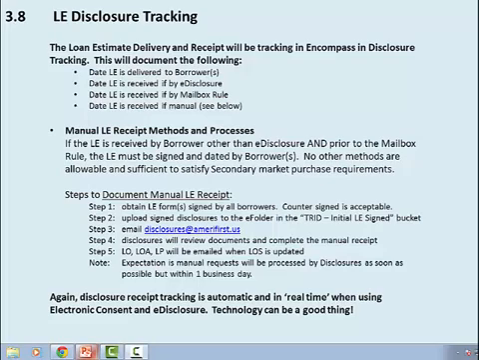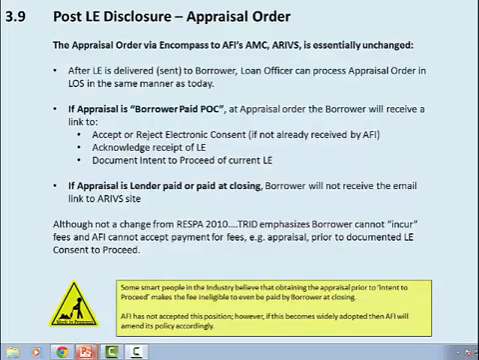Clearly, the manual process is a lot of steps. Unfortunately, these are required to document the file for regulatory and investor requirements. Whenever possible, please talk with your borrowers about electronic consent and the benefits. Now that the LE is disclosed, we will move on to the appraisal order.